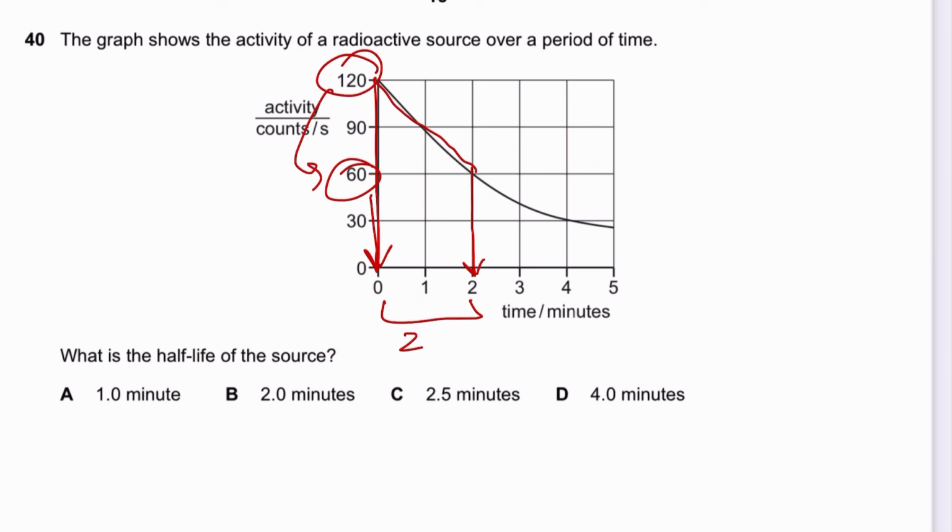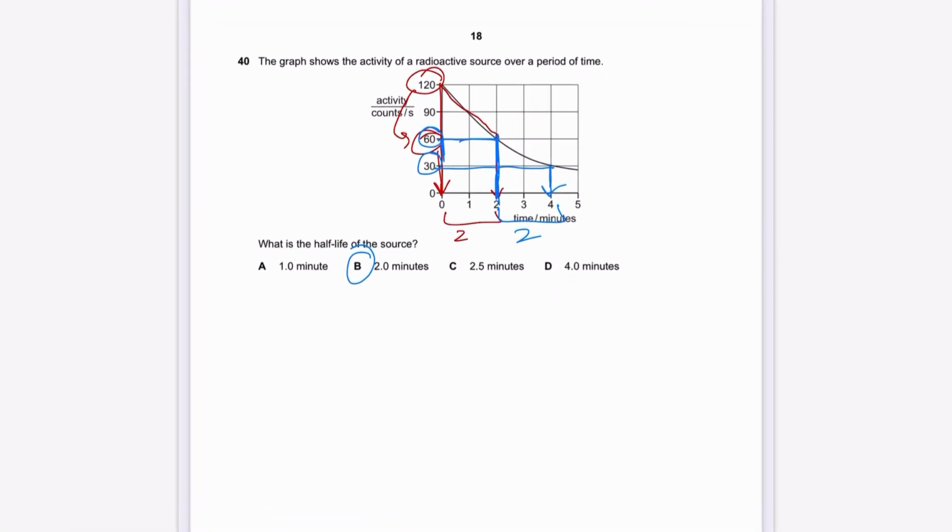Now let's go from 60 to 30. 60 is at 2 minutes and 30 is at 4 minutes. So over here also it takes us 2 minutes. So the half-life is B, 2 minutes.